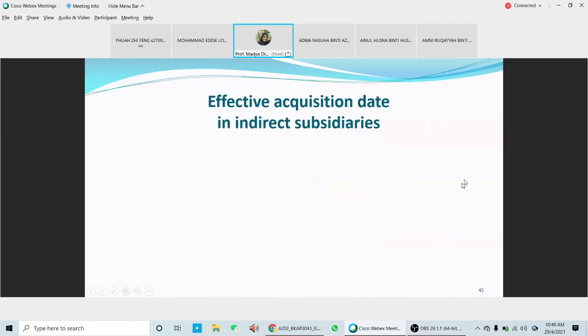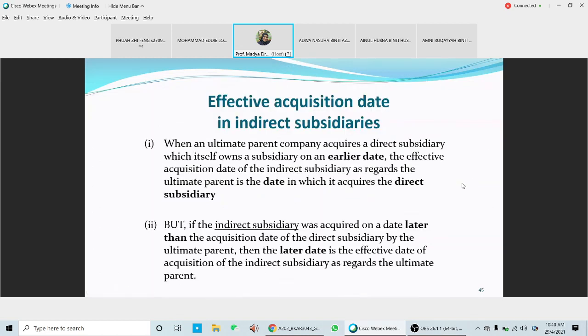This statement is a little bit confusing. Later on, when you look at the diagrams here, it's easy. This one is to find when is the effective acquisition date of the indirect subsidiary. When our ultimate parent company acquires a direct subsidiary, which itself owns a subsidiary on an earlier date, the effective acquisition date of the indirect subsidiary as regards the ultimate parent is the date on which it acquired the direct subsidiary. A little bit confusing. Later you look at the tables, you understand.